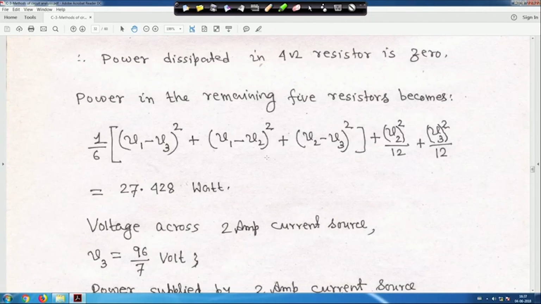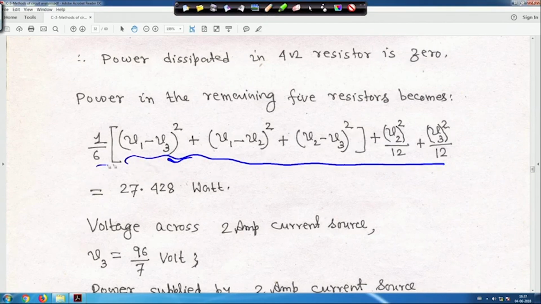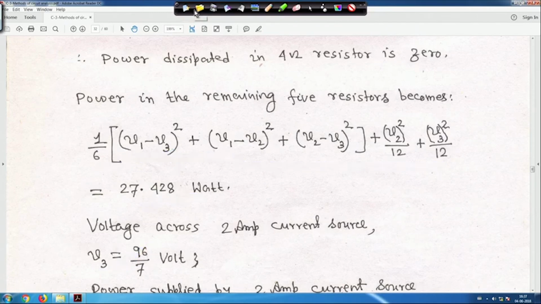This is an exercise. You please do it. This is a very simple thing. Find out the current; basically it's I squared R. In general, you find V1 minus V2 upon R, whatever I is coming, take its square and multiply by R of that branch, right. So ultimately you will find it this way. So it is an exercise for you, and the answer will be 27.42 watt. So the voltage across the 2 ampere current source is also 96 upon 7 volt, right. And let me clear it.